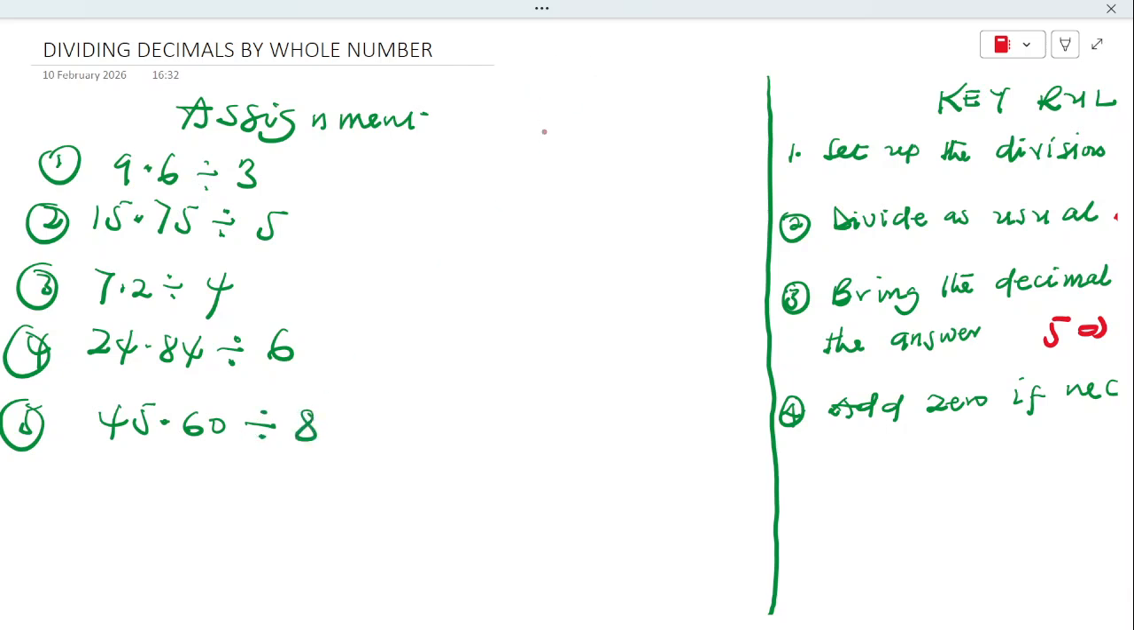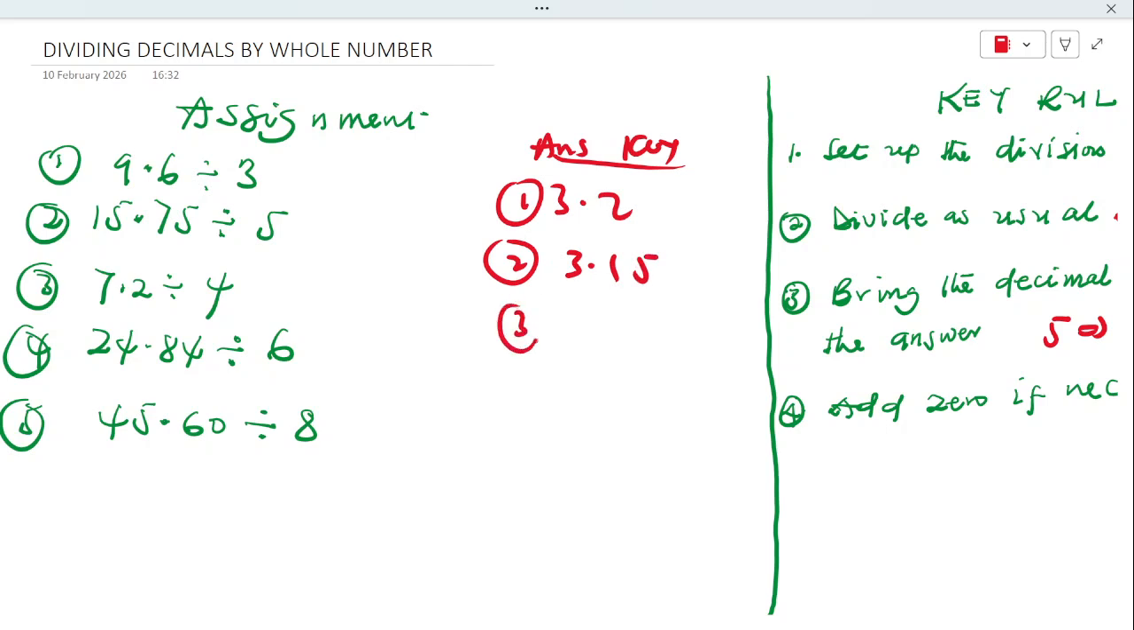So let's look at the answer keys. Question 1, the correct answer is 3.2. Question 2, 3.15. Question 3, 1.8. Question 4, 4.14. And then question 5, 5.7. And that is it for today.